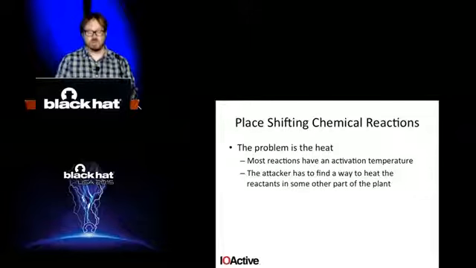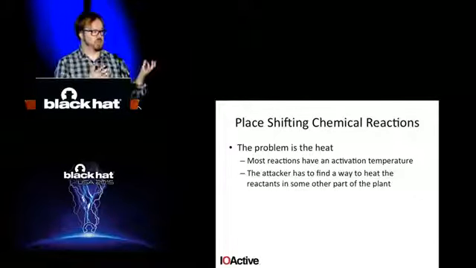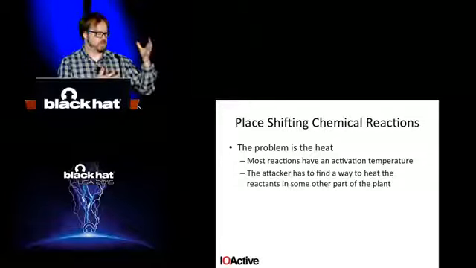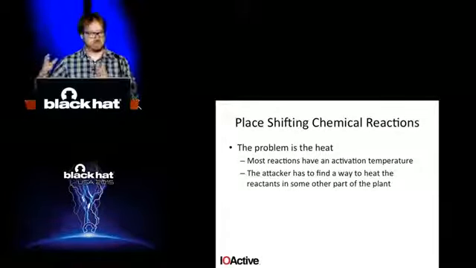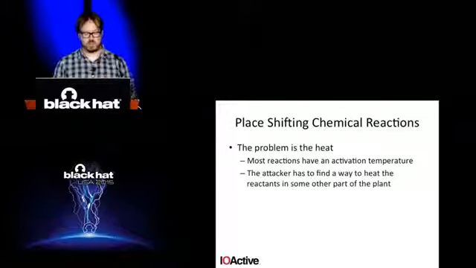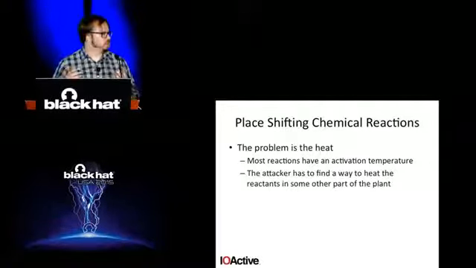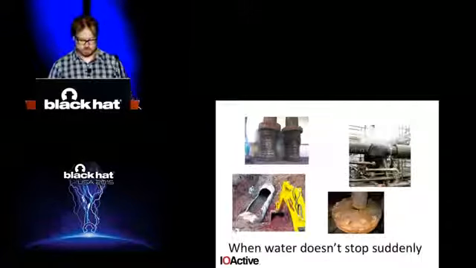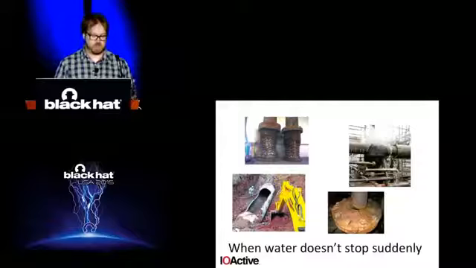So the problem with place-shifting chemical reactions is the heat. If you take a bunch of unreacted chemicals out of a vessel and move them into the piping structure, most of the time it's not going to start reacting violently. Most reactions have an activation temperature, so as the attacker, you have to find an alternate method of heating it up to move it across. We'll cover that a little bit more later.